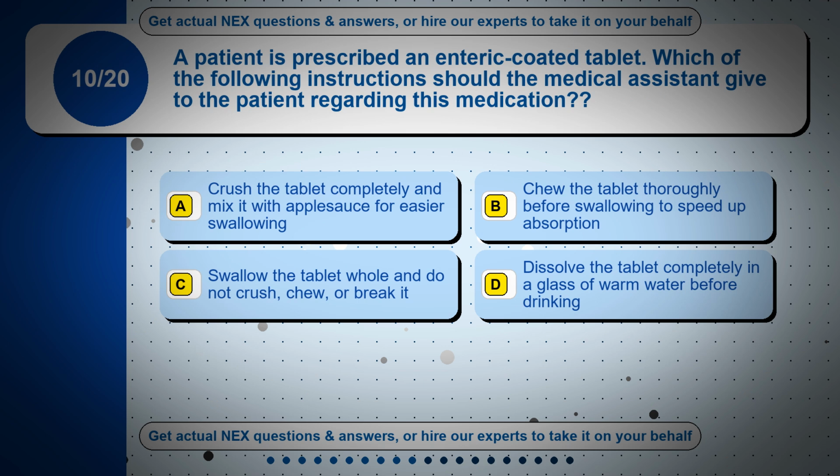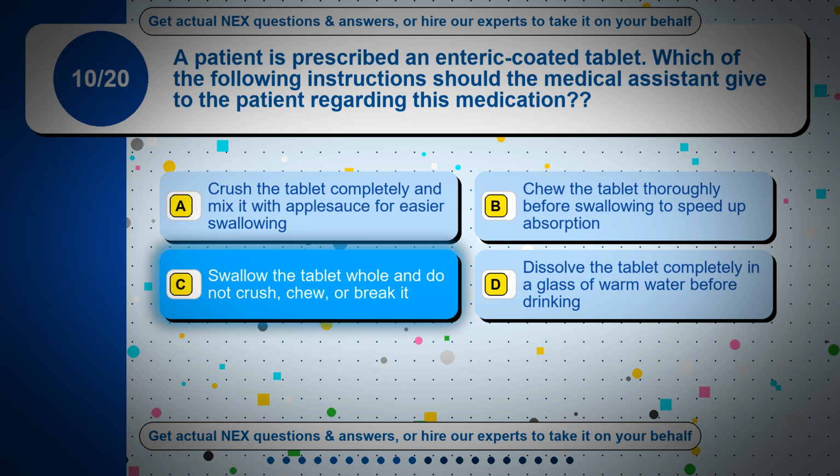Question 10. A patient is prescribed an enteric-coated tablet. Which of the following instructions should the medical assistant give to the patient regarding this medication? Option A, crush the tablet completely and mix it with applesauce for easier swallowing. Option B, chew the tablet thoroughly before swallowing to speed up absorption. Option C, swallow the tablet whole and do not crush, chew, or break it. Option D, dissolve the tablet completely in a glass of warm water before drinking.